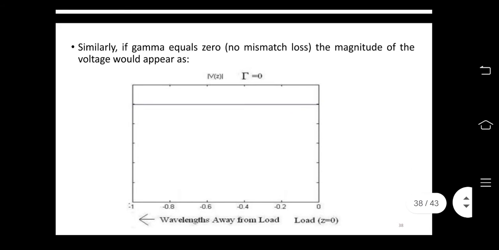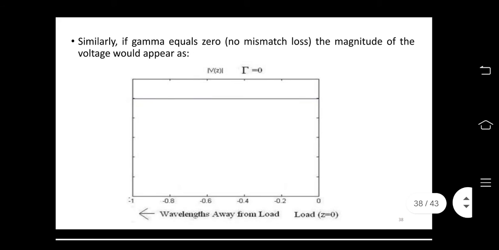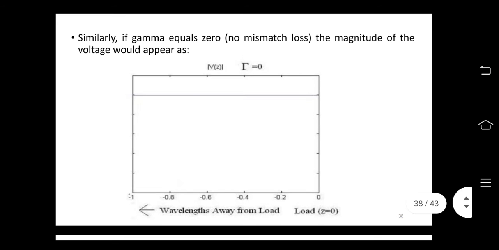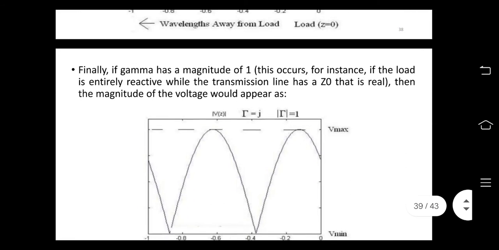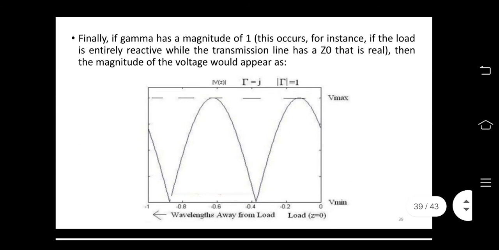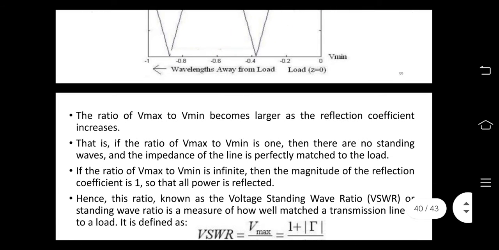Similarly, if gamma equals 0, then there is no mismatch. Therefore, the magnitude of the voltage would appear as this. So your gamma equals 0, so no waveform is present. So no mismatch, you have the perfect impedance there. Next, if gamma has a magnitude of 1, then you can see in this diagram the load is entirely reactive, while the transmission line has a Z0 that is real. Then the magnitude of the voltage would appear like this. So this is your Vmax and Vmin when gamma equals 1.